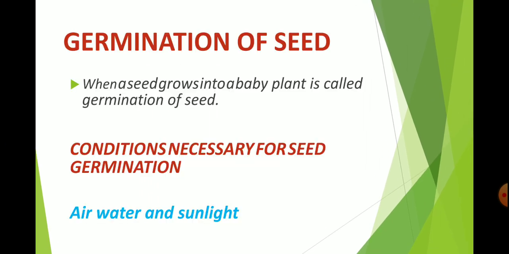Next is germination of seeds. So, what is the meaning of germination of seeds? It means when a seed grows into a baby plant, it is called germination of seeds.